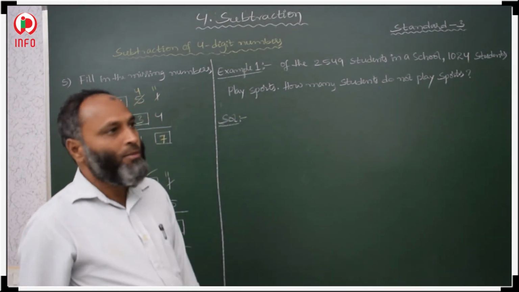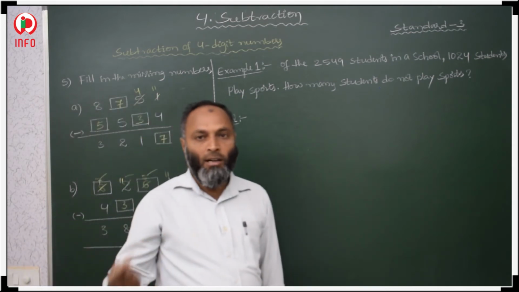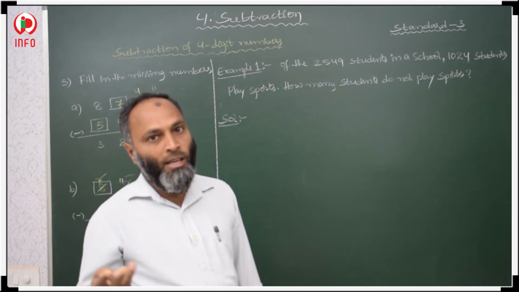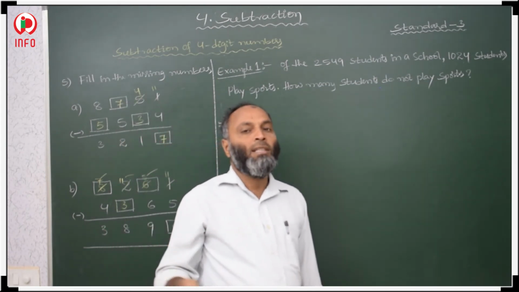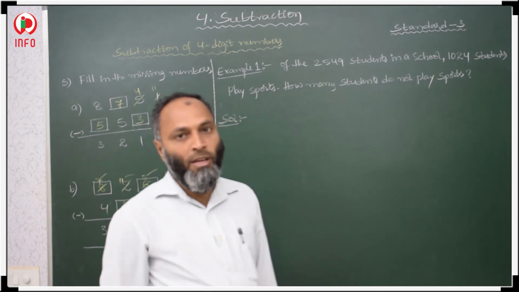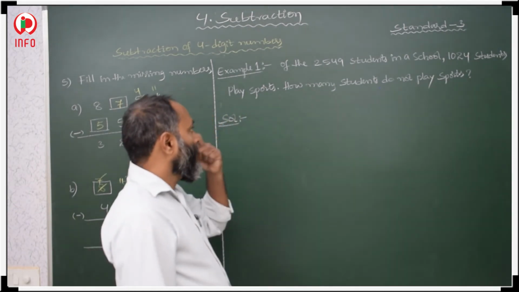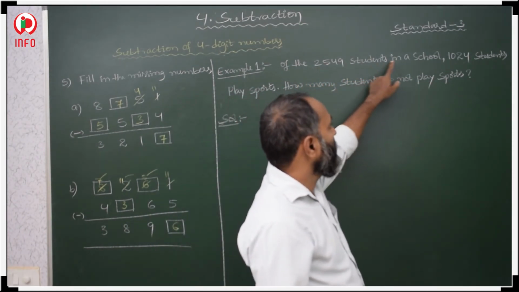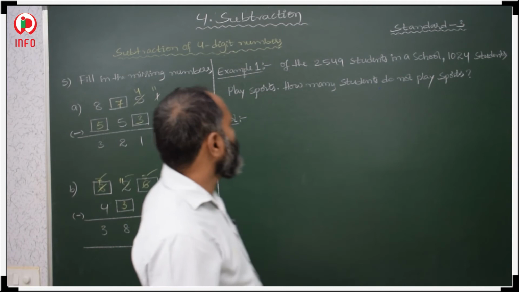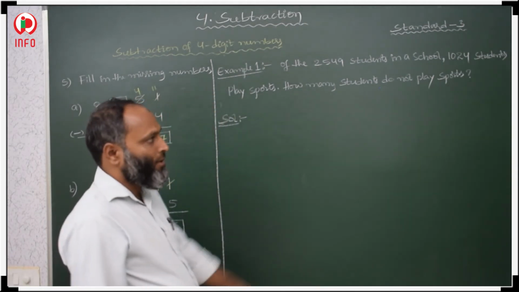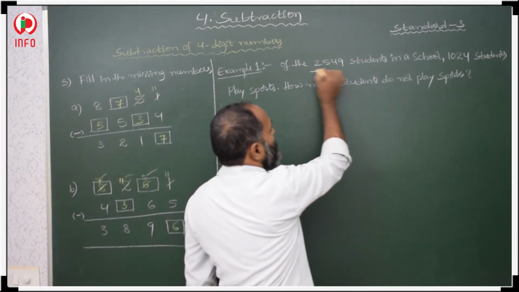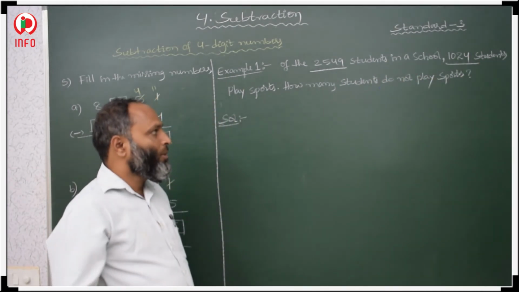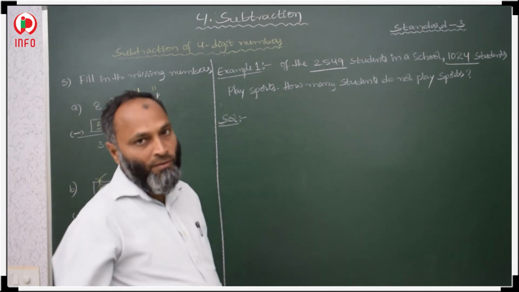So in word problems, when we do minus, when the question asks how many, what is the difference, how many left, or remaining things, then we have to do minus. Here, of the 2,549 students in a school, 1,024 students play sports. So total students this many, and this many students play sports. Then how many students do not play means we have to minus.